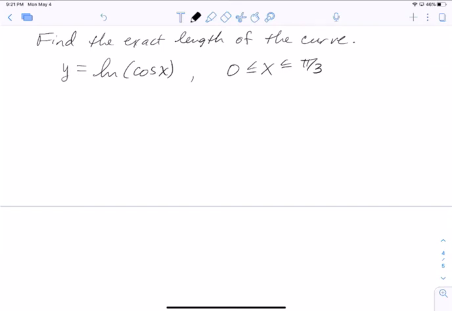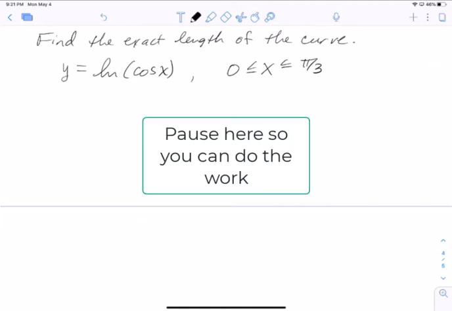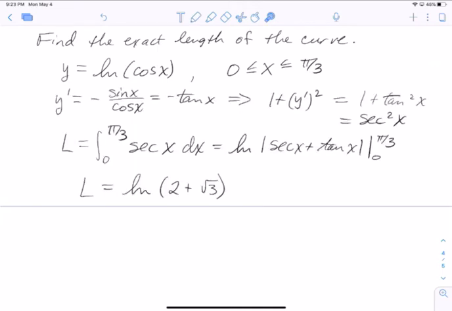We are asked to find the exact length of the curve y equals the natural log of the cosine of x as x goes from 0 to pi over 3. I'd like for you to pause here and see if you can come up with the answer. Alright, so here we are.